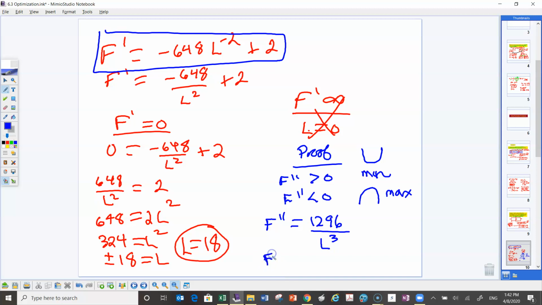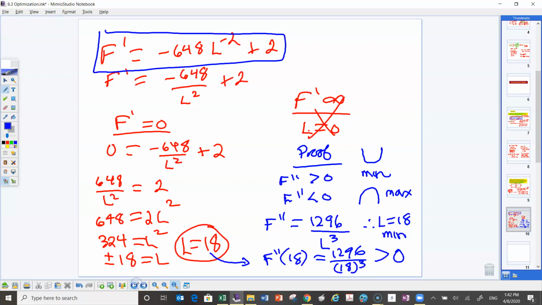Now, if I take the second derivative and evaluate it at my critical point of 18, I get 1296 over 18 cubed. This is going to be a positive number. So that means my graph at 18 is concave up, which means my critical number is going to be a horizontal tangent at the bottom. So therefore, L equals 18 is a minimum. So I found my length.